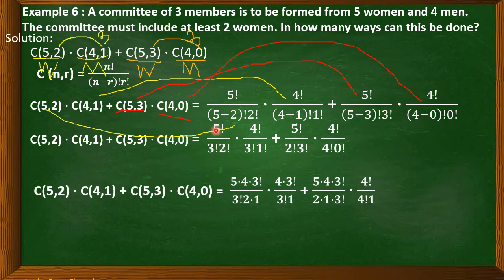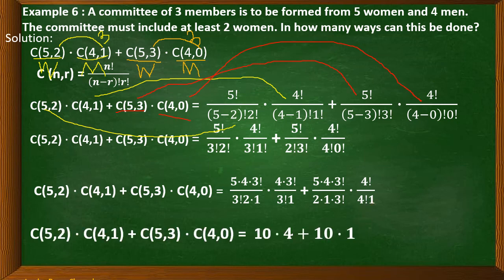Simplify further, so we have 5 factorial will be expanded up to 3 factorial, and then 2 factorial is 2 times 1. 4 factorial is 4 times 3 factorial, and then here we have 3 factorial times 1. 5 factorial, expand up to 3 factorial again, so 5 times 4 times 3 factorial. 2 factorial is expanded as 2 times 1. Then here we have 4 factorial. We may not expand 4 factorial since our denominator here has 4 factorial. So 0 factorial is actually equal to 1. That's why we have here 1.